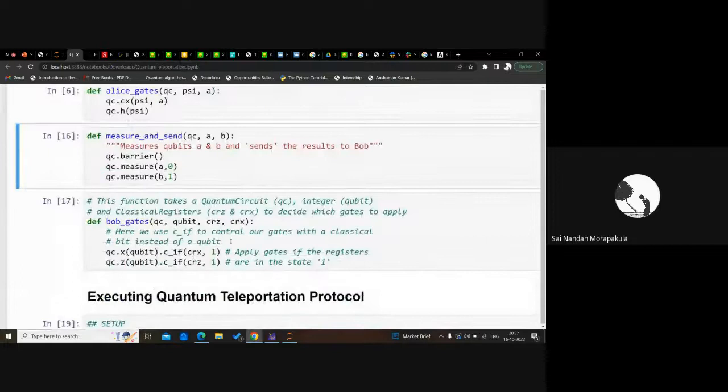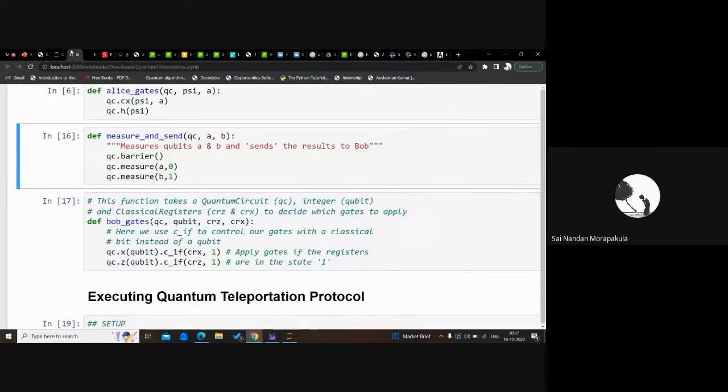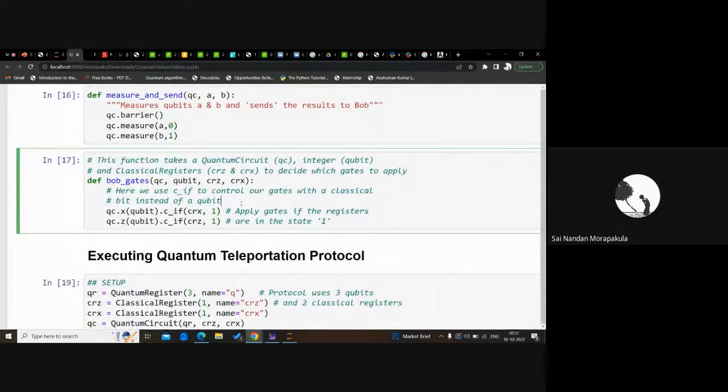And then after storing that information into the classical bits, we will apply a controlled Z gate and a controlled X gate, based upon the output we get, as I discussed just a few minutes back. So if it is 00, we'll apply an I gate. If it is 01, we'll apply X. If it is 10, we'll apply Z. If it is 11, we'll apply both Z and X. So we'll code it accordingly. I have already coded it accordingly.